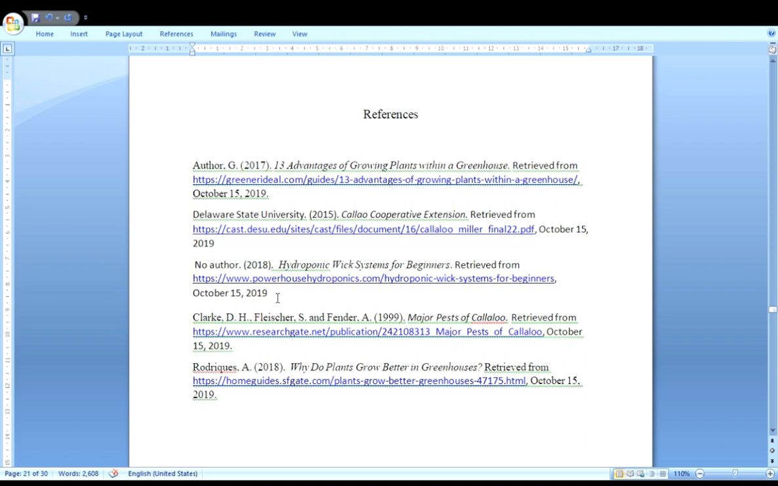Alright, next one, which was the quotation with 3 authors. So you go again with the names of the authors, full stop, year of publish, then the title of the article, which should be in italic, then retrieve from the URL and the date you retrieved it. You will do the same thing for the last one, which is Rodriguez A, 2018, the title of the article, the URL, and the date.